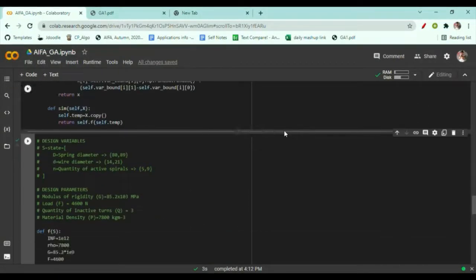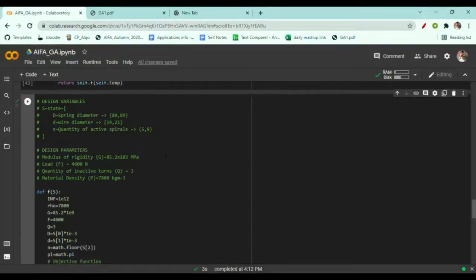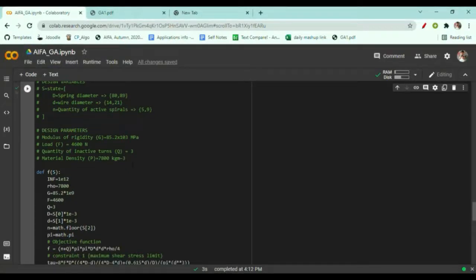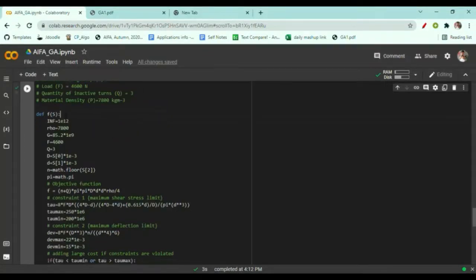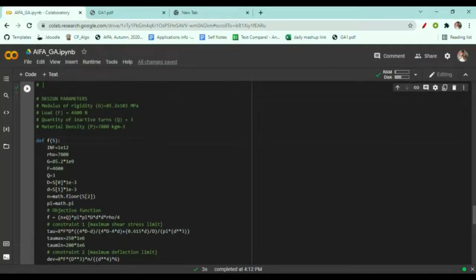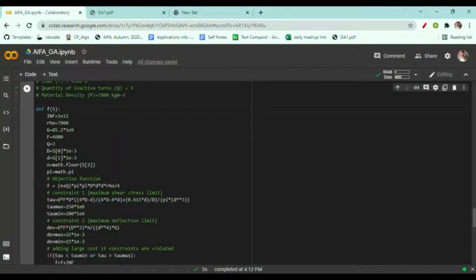Hi, I'm Arijit. I'll be talking about the genetic algorithm part of our problem statement. In our problem, there are three variables, capital D, small d, and n, whose domains are mentioned here. These are the design parameters, design constants. Now, let's move on to the fitness function first. Given the current state S, which is a tuple of capital D, small d, and n, we first calculate the mass, the thing which we have to minimize.